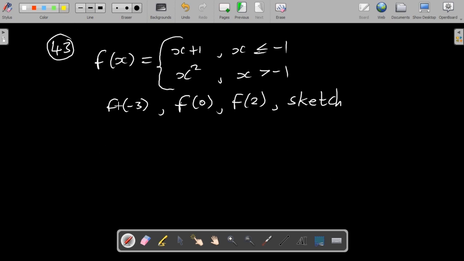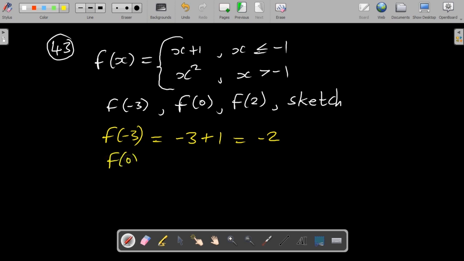So let's find f of minus 3. The first condition is x less than or equal to minus 1, so that is where this minus 3 falls. So we're going to use that function to evaluate it. In place of x, I'm just going to substitute minus 3. So 1 minus 3 is minus 2.